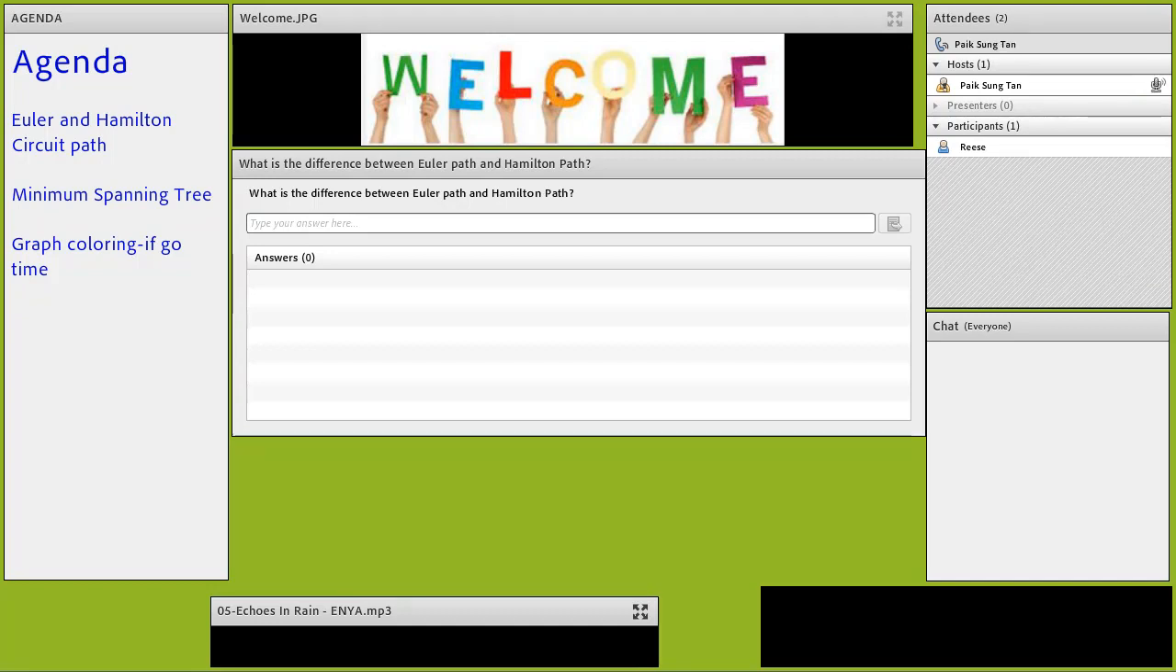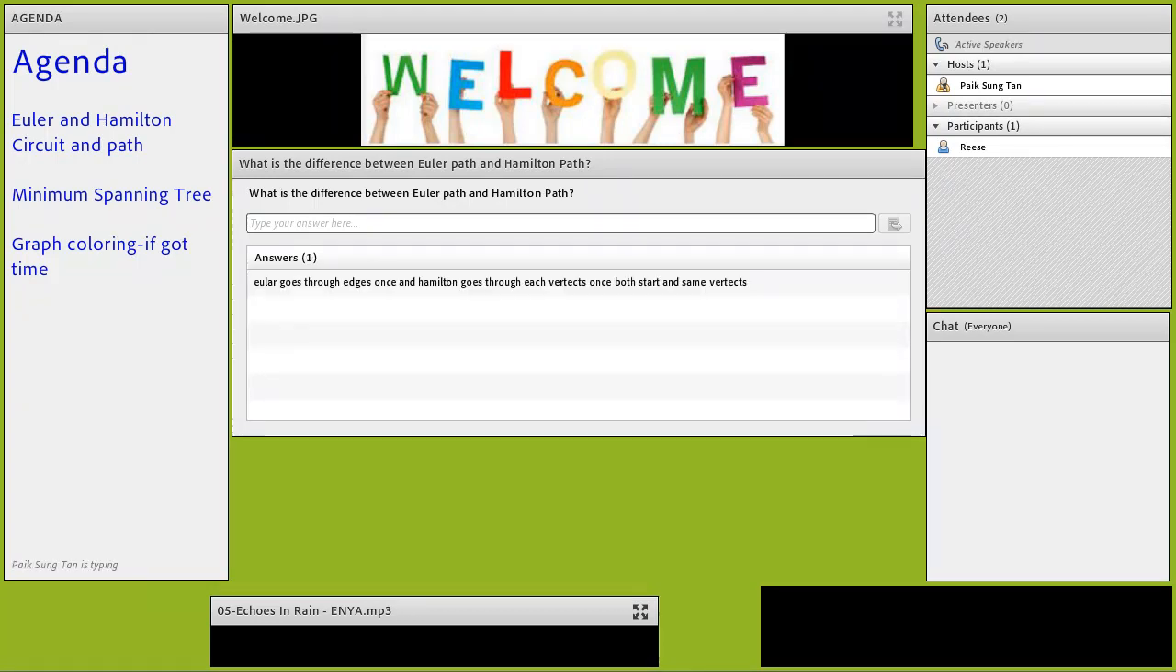Today, we will review Euler and Hamilton circuit and path. First, we want to understand what's the difference between path and circuits, and what's the difference between Hamilton and Euler circuit and path. And we will also look at minimum spanning trees. If we have more time, we will look at graph coloring.